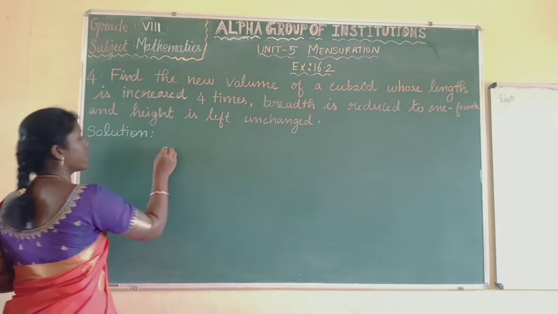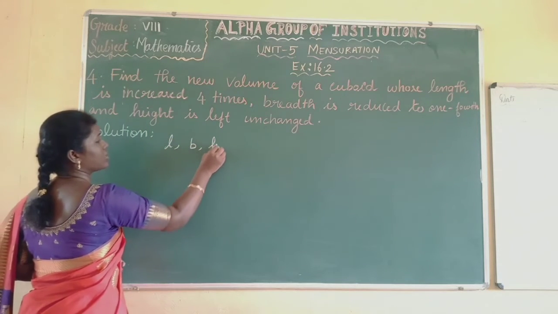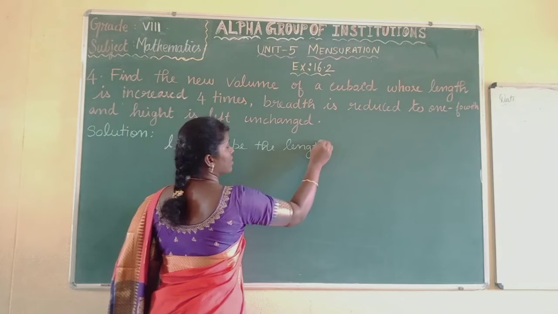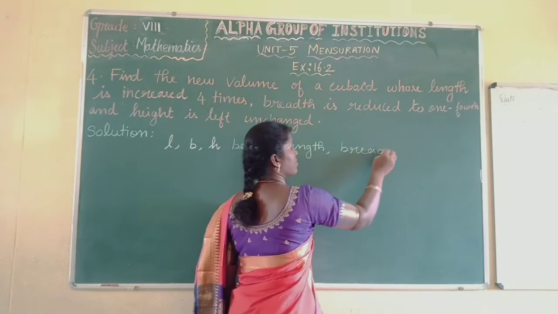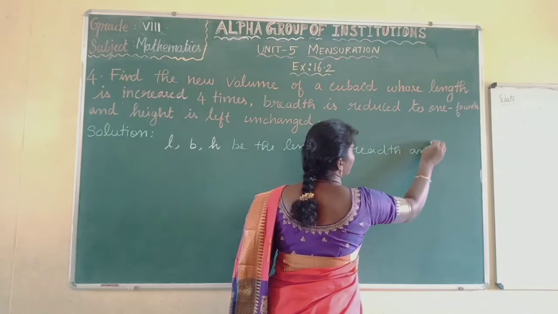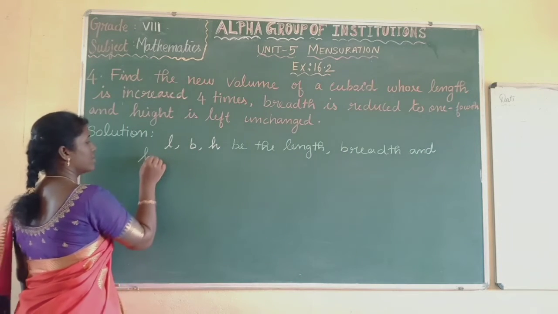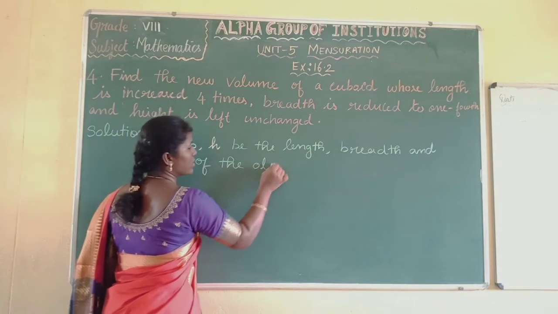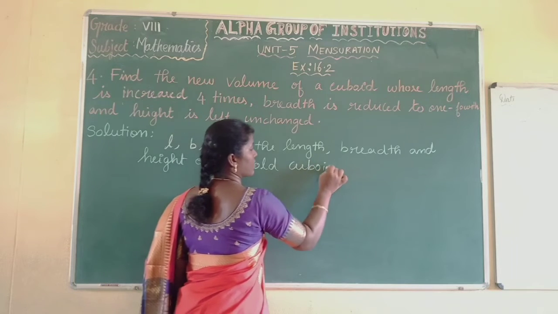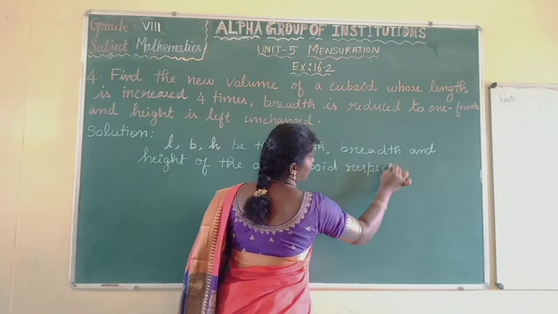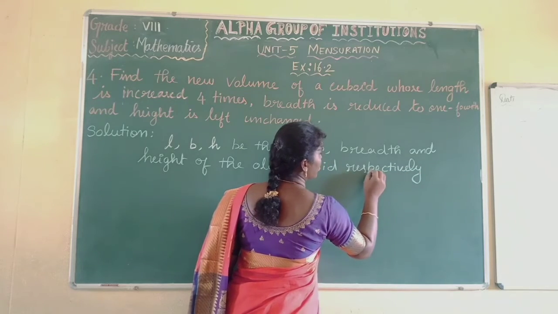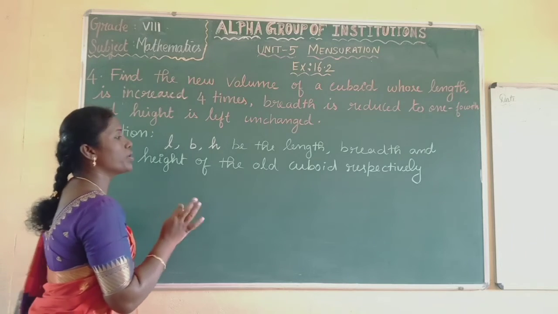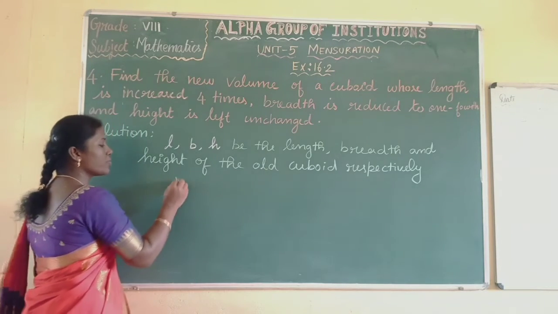Okay, so we can take letters L, B and H to be the length, breadth and height of the older cuboid respectively. So see, we are taking L, B and H to be the length, breadth and height of the old cuboid respectively. So what will be the volume of the old cuboid?